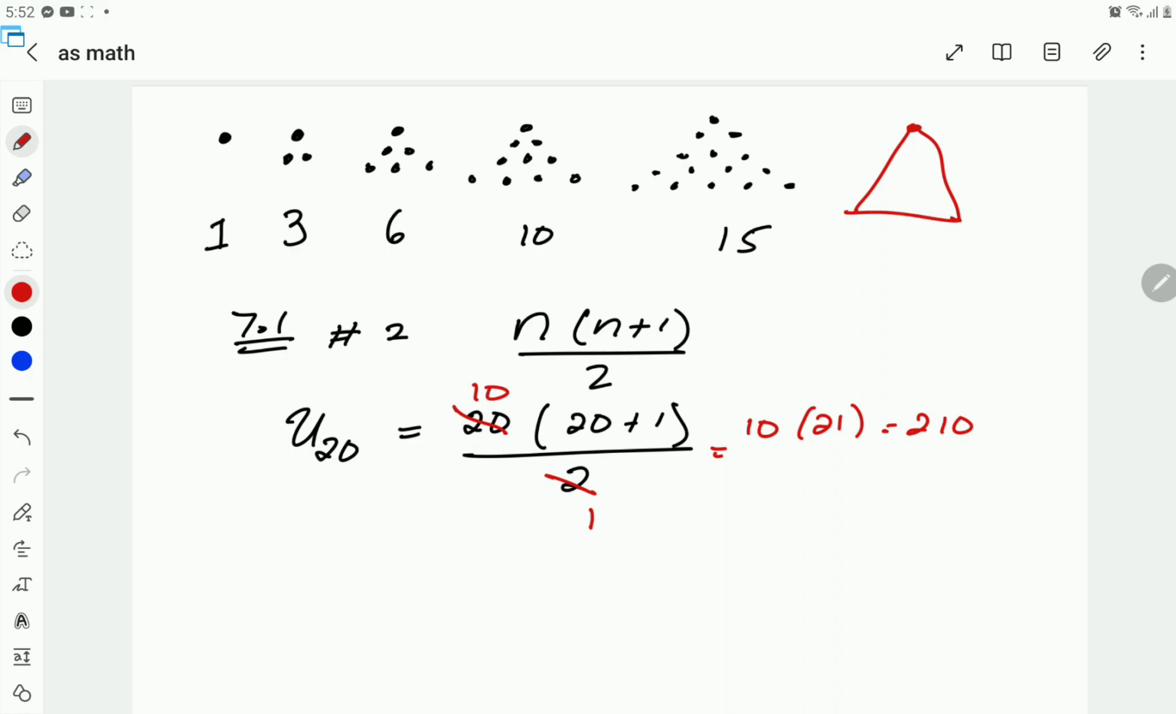Okay, so that is the meaning of the exercise 7.1 number 2. All right, you try to do the other exercises. They're basically the same as what we have discussed. Okay.